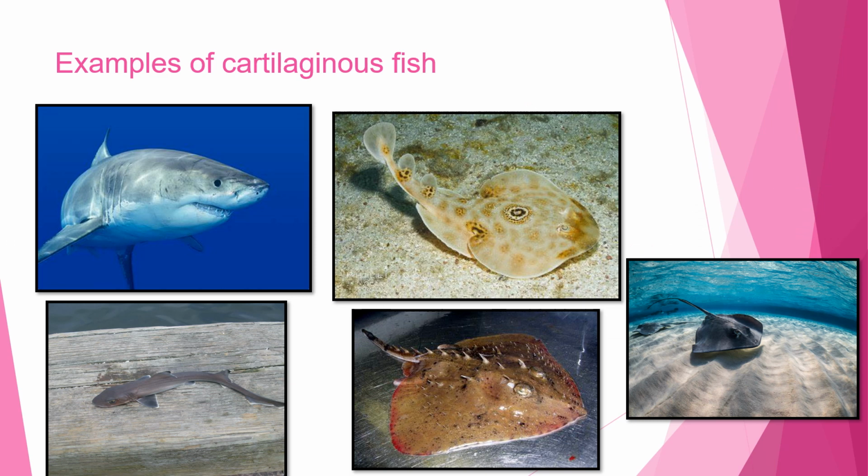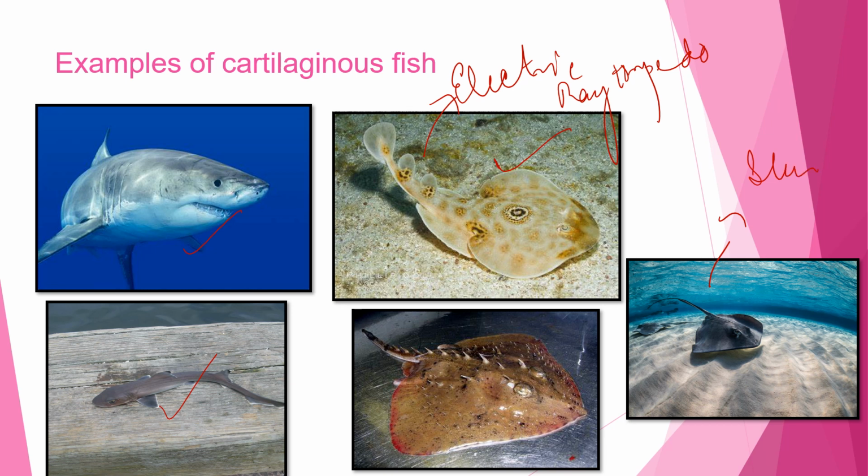Now here we get shark. This one is the dogfish. This one is the electric ray torpedo. This one is the stingray. This one is the skates. This one is dogfish, and this one is shark. So these are the main examples of cartilaginous fishes.